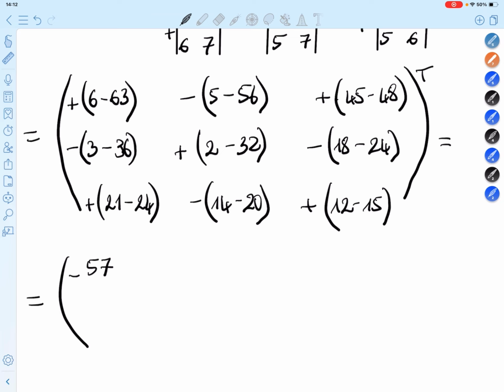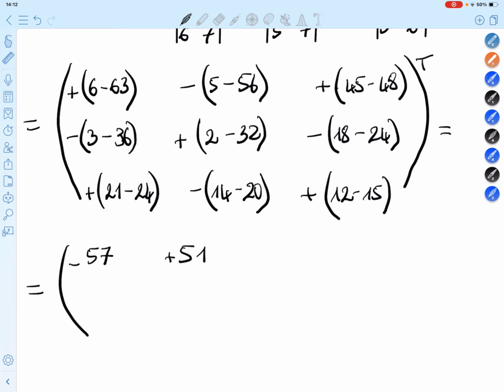Here we have for the first row, second column, we have a minus, but then inside would be negative, so plus 51. Then here we have a negative, so minus 3. Don't forget the transpose. Then here we have a negative, but inside is negative, so we have a positive. 3 minus 36. Here we have 33.